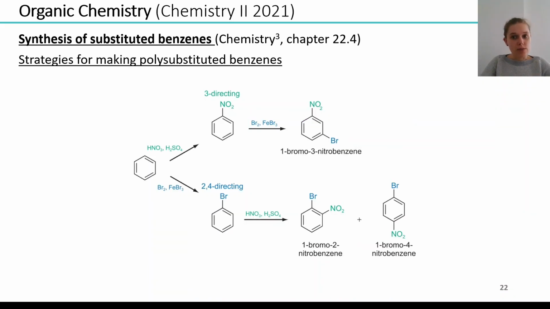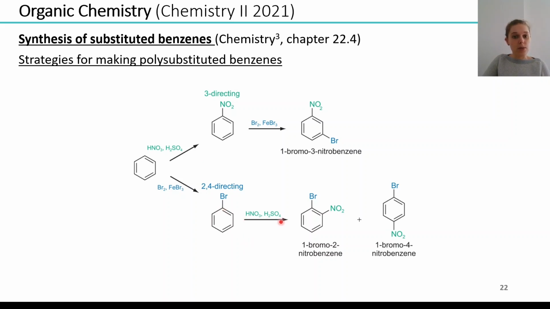If we now want to synthesize polysubstituted benzenes, it is important to consider the directing effects of each substituent on the ring. For example, if we would like to synthesize this 1-bromo-3-nitrobenzene molecule, it is important that we consider the order of the reactions. So we start first with the nitration of benzene. Hereby we introduce a 3-directing nitro group. Then subsequently we can perform a bromination, and we will end up with this 1-bromo-3-nitrobenzene.